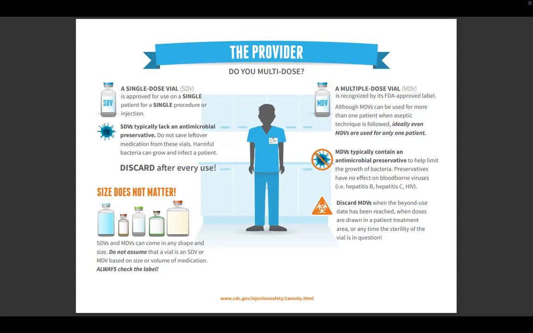Discard multi-dose vials when the beyond use date has been reached, when doses are drawn in a patient treatment area and not a clean area, or anytime the sterility of the vial is in question. And finally, single dose vials and multi-dose vials can come in any shape and size. Do not assume that a vial is a single dose vial or a multi-dose vial based on the size or volume of the medication. You always want to check the label.